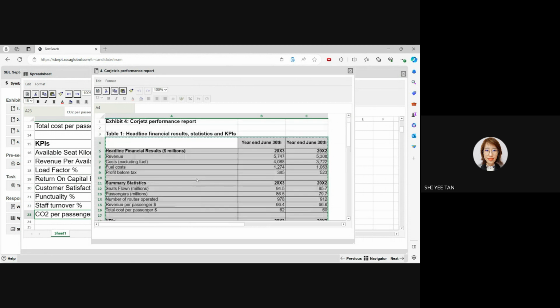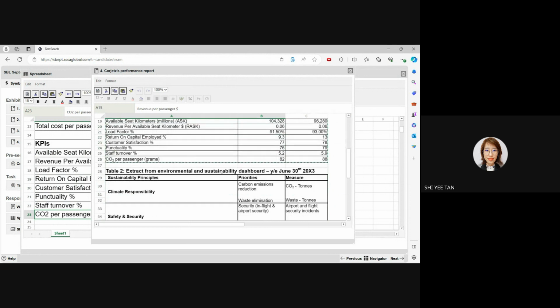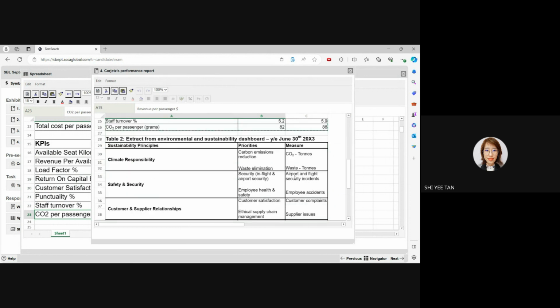When we look at the performance, we look at line by line, then you'll have a lot of things to write. You can make up the 60 marks.